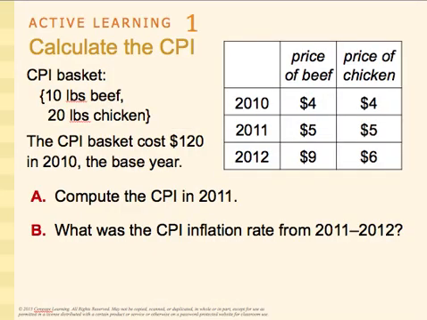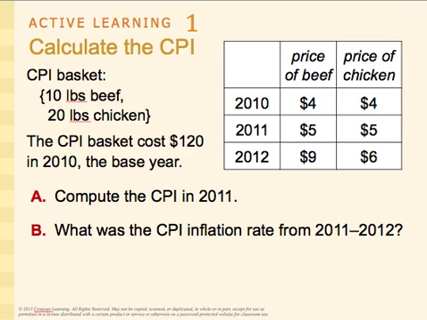So that's an example. Let's work a problem. Let's take a look at the CPI basket where we're getting 10 pounds of beef and 20 pounds of chicken. Okay, small basket, we're just buying meat here. All right, 2010, 2011, 2012, we see prices of beef and chicken change. They go up in each year. The CPI basket costs $120 in 2010, which is going to be our base year.